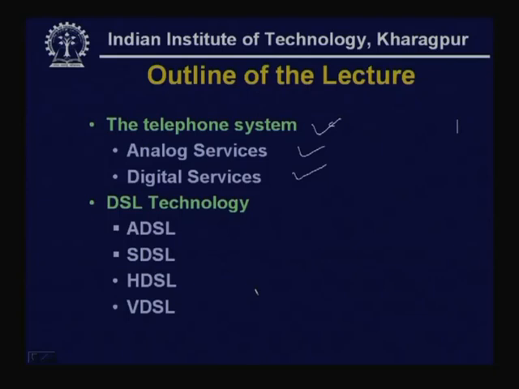Then another very important technology which is becoming very useful for broadband data transmission, that is DSL technology, digital subscriber line technology. And this DSL technology has four variations: ADSL, SDSL, HDSL and VDSL. We shall discuss them in detail.